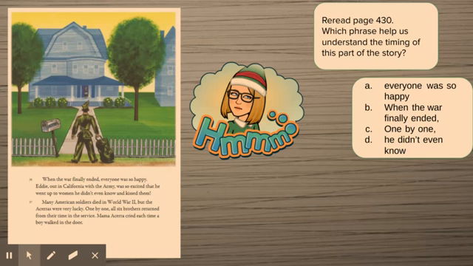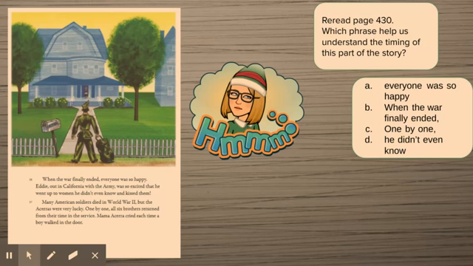All right, so we're going to reread page 430. When the war finally ended, everyone was so happy. Eddie, out in California with the Army, was excited that he went up to women he didn't even know and kissed them. Many American soldiers died in World War II, but the Asaras were very lucky. One by one, all 6 brothers returned from their time in the service. Mama Asara cried each time a boy walked into the door.